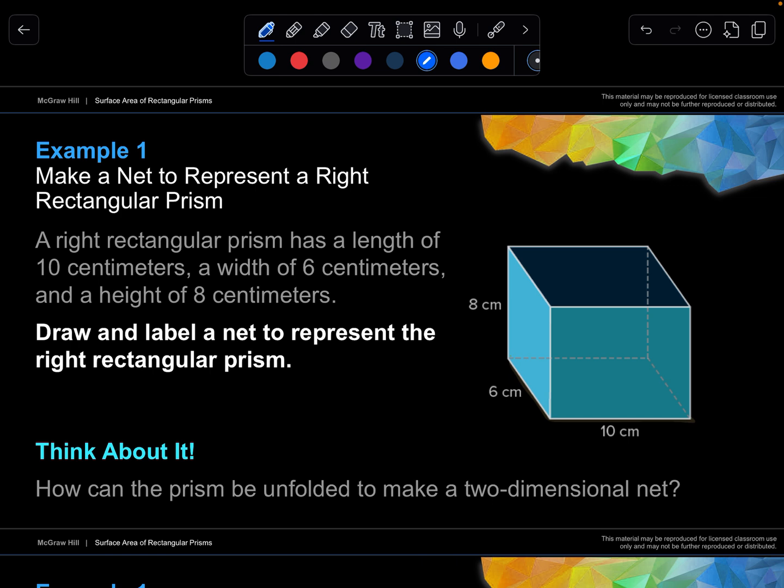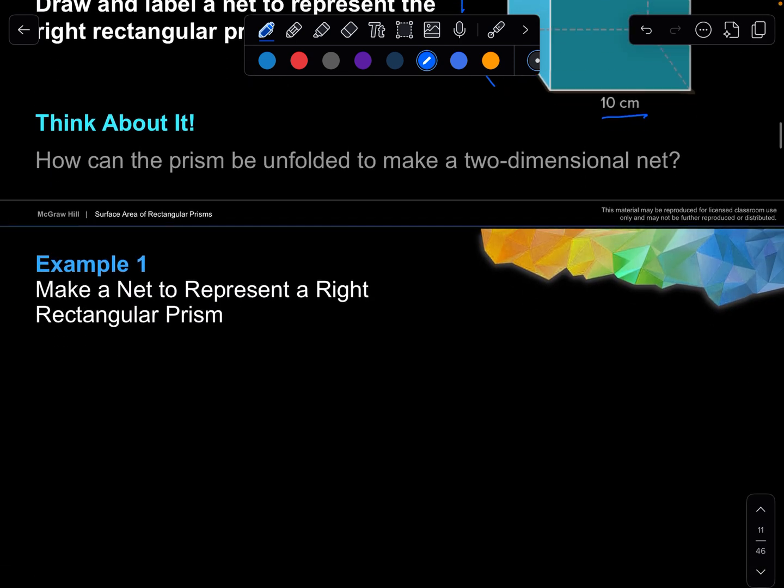We have a right rectangular prism which has a length of 10 centimeters, a width of 6 centimeters, and a height of 8 centimeters. We're going to draw and label a net to represent the right rectangular prism. Think about how the prism can be unfolded to make a two-dimensional net. Is there only one way to do this, or are there multiple ways?